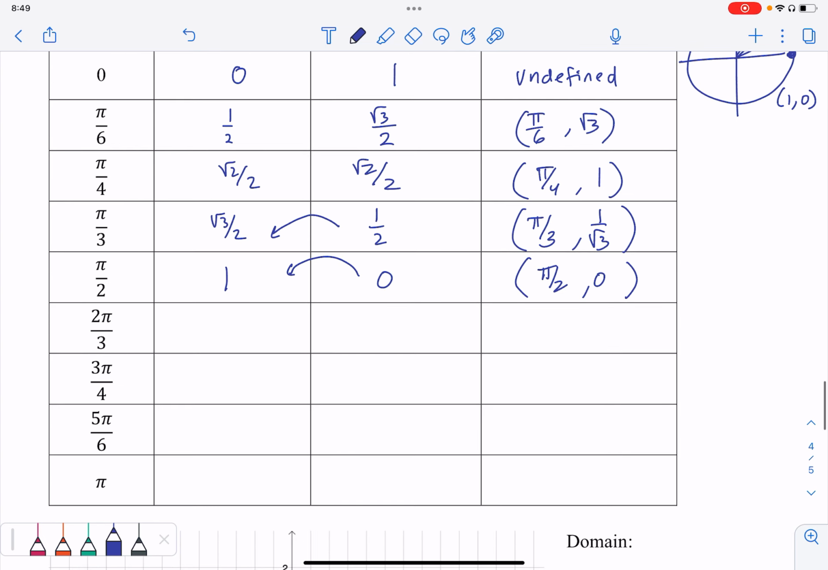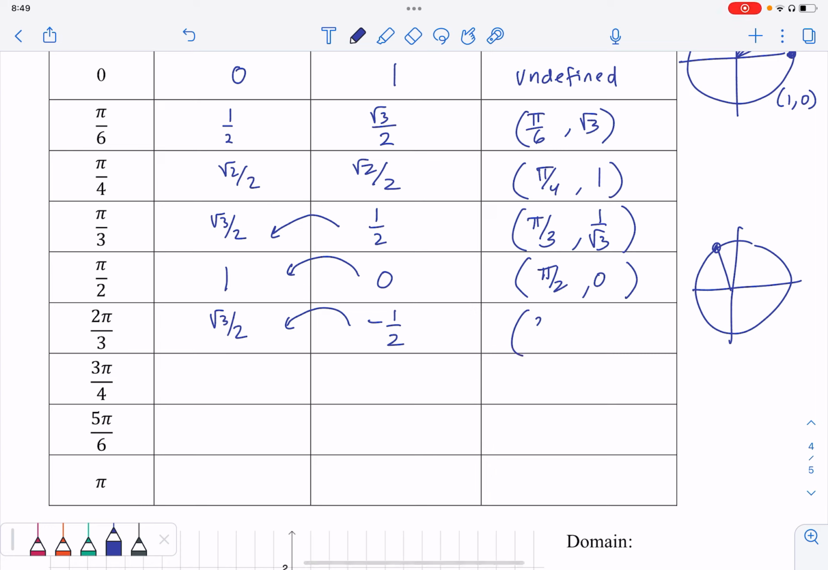Now, at 2 pi over 3, what's going on? Let's draw a new unit circle. That's this value right here. So the sine is going to still be up root 3 over 2, but now the cosine is negative 1/2. So if I have negative 1/2 divided by root 3 over 2, 2 pi over 3 is my input. Well, what is my output? It's really similar to 1/2 divided by root 3 over 2, but just change it by a sign. So this should be negative 1 over root 3.